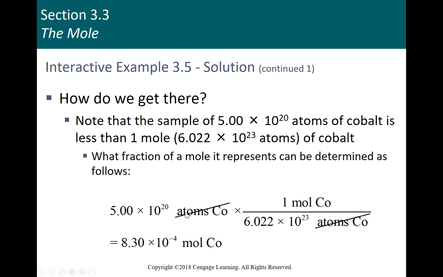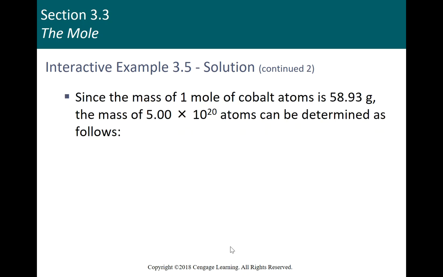We start off with number of atoms. This was given in the problem. This is our conversion. We know that 1 mole is equal to 6.022 times 10 to the 23rd. We're going to add the proper units on here because we know we're dealing with atoms of cobalt, and we know that that many atoms of cobalt is 1 mole of cobalt. So if you do the calculations, you end up having 8.3 times 10 to the negative 4 moles of cobalt.